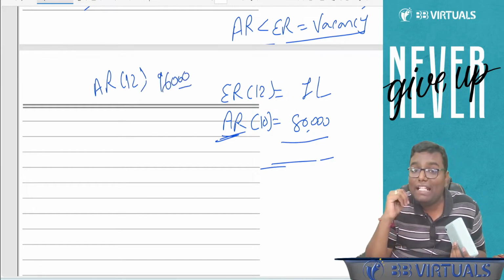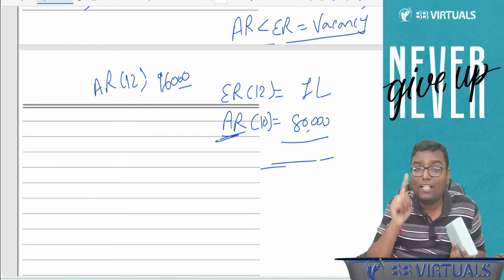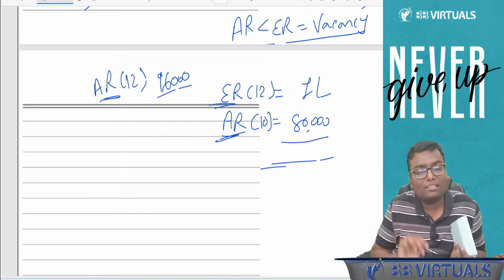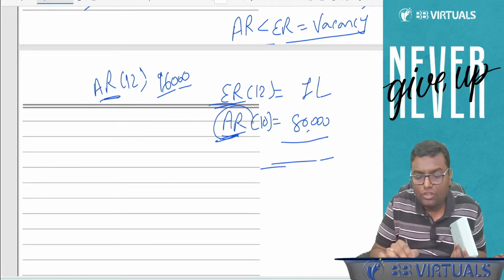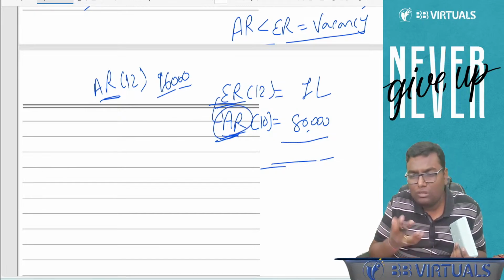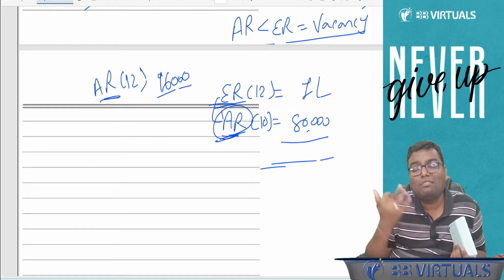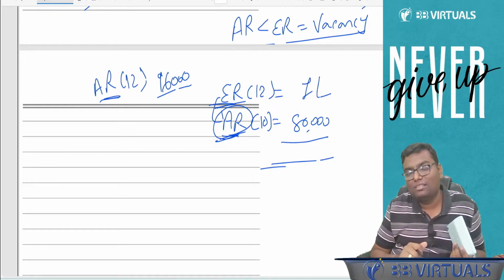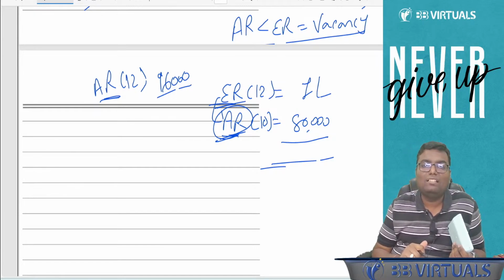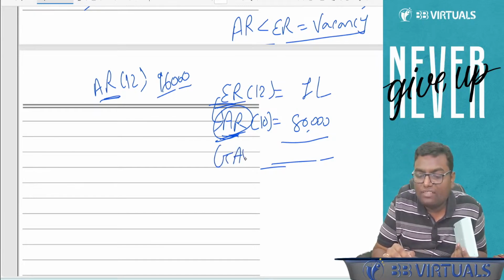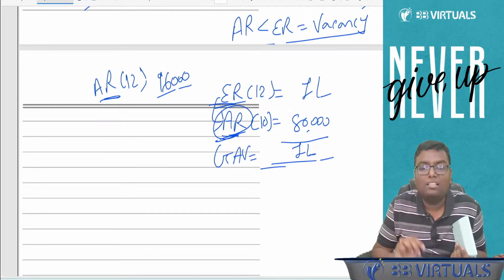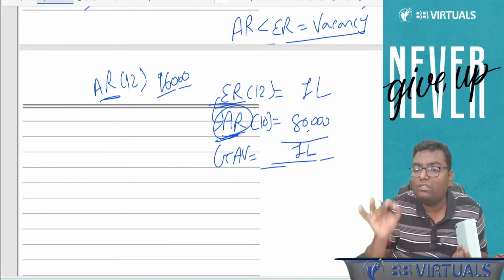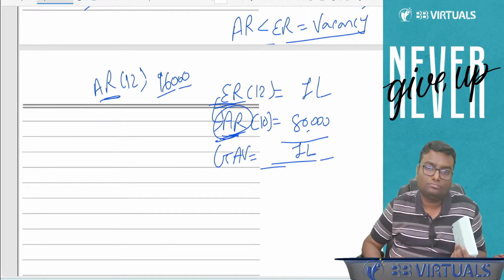What government will say? See, if you are adding back your vacancy loss, then also your AR is less than ER. Today also your AR is less than ER. So this is not because of vacancy, na. It is because of some other reason. You are charging very less rent. It is not because of vacancy. And hence your GAV will be whichever is higher, that will be 1 lakh. Here government will not give the concession.